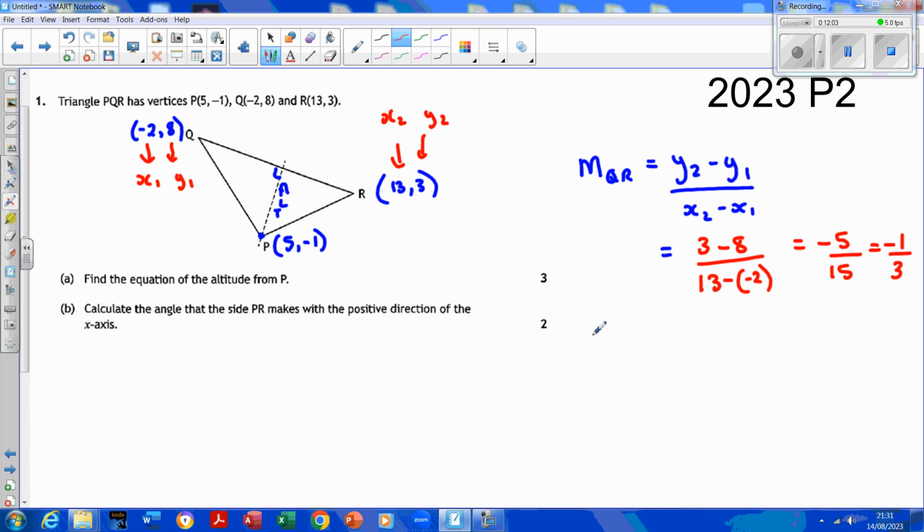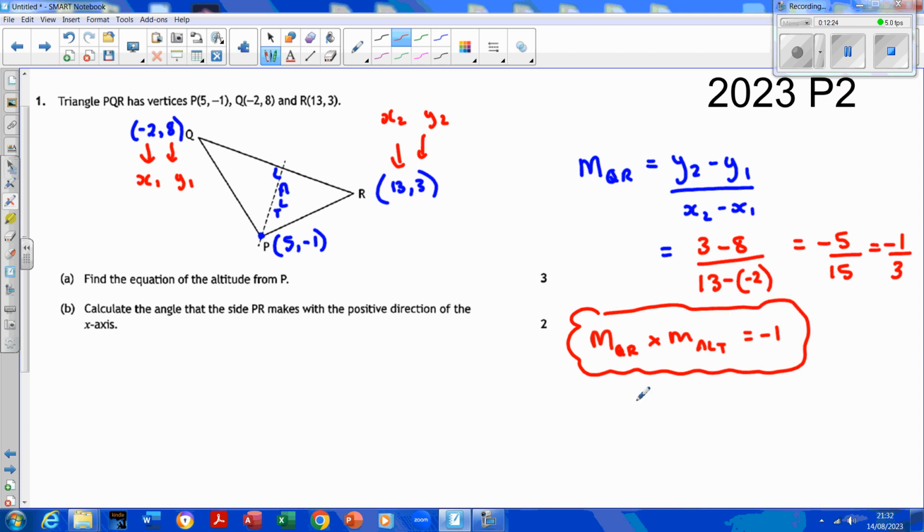But before we flip and change the sign, we've got to write down some sort of a wee formula. So M, it's not PQ, it's MQR. So MQR multiplied by the gradient of the altitude is equal to -1. You could get away with doing M1 times M2 equals -1 as long as it's stated. Now if you state that, then you can go on and write down the gradient of the altitude, and I'm going to say perpendicular gradient, and perpendicular sign. Flip that, becomes 3 over 1, change the sign, it's positive, so the gradient becomes 3.